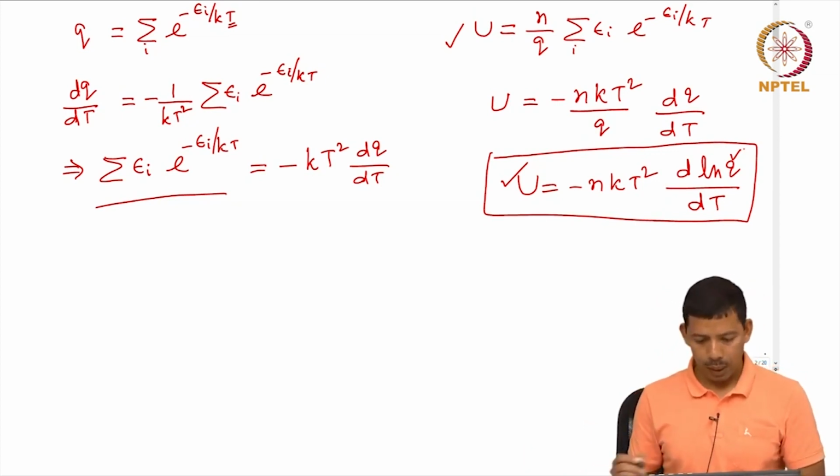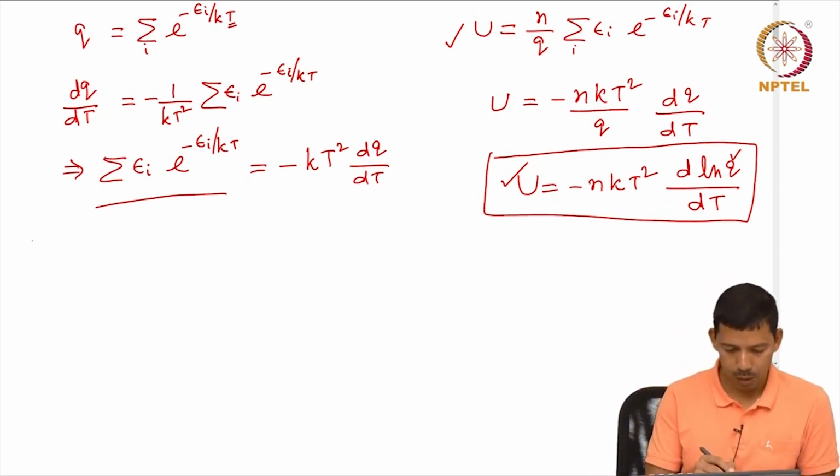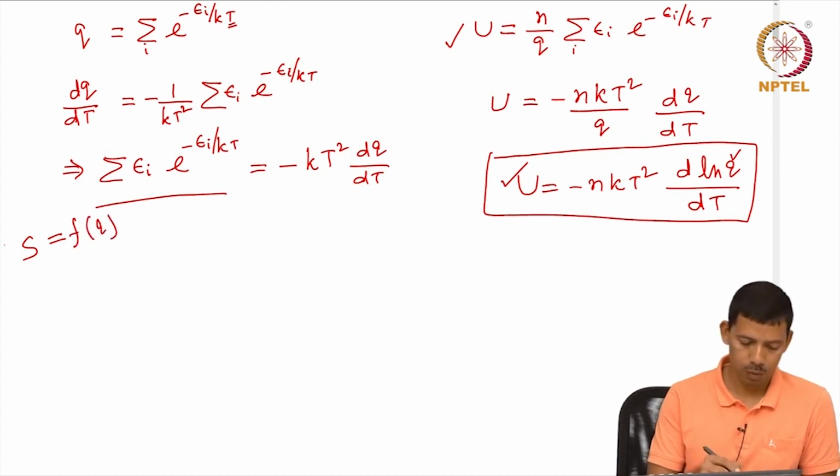Let us also look at the relationship for entropy. So, we want entropy S as a function of the partition function. So, this is number 2.